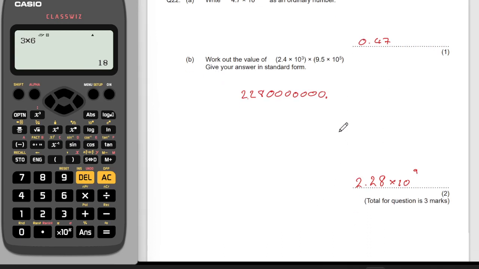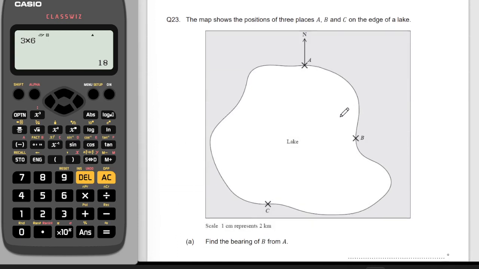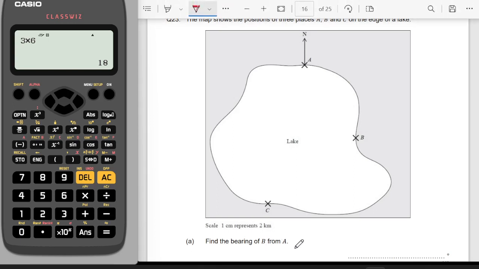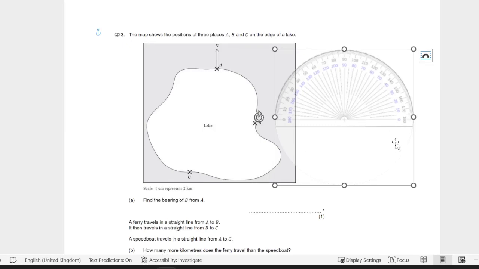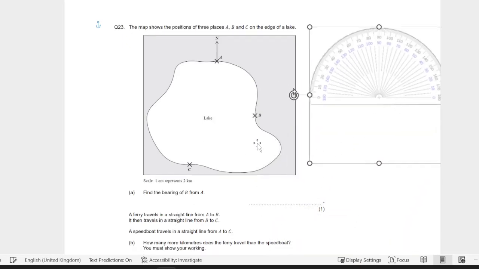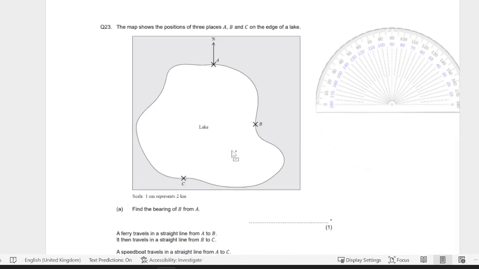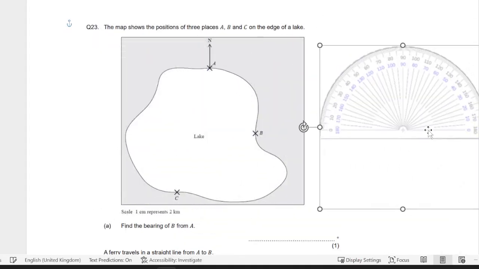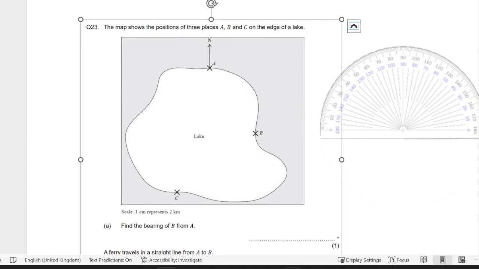Okay, right. Again, the map shows the position of places A, B, and C on the edge of a lake. Find the bearing of B from A. Awkward question for me to do on a PDF, but I've snipped that picture onto a Word document, and I've created this kind of protractor so that I can show you exactly what I'm trying to do, which works slightly better. So bearing of B from A.